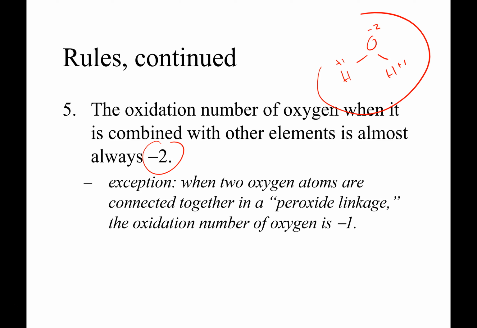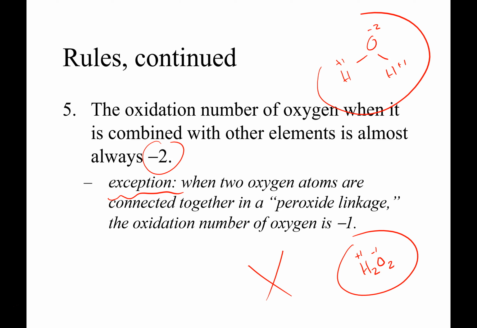Now notice the exception is in a peroxide linkage as you get with H2O2. Hydrogen peroxide to me is the most common peroxide linkage. In that case, it's going to be a -1. Just for kicks, does this work for you? I'm going to make my hydrogen a +1. And now this oxygen, I know it's an exception. I probably shouldn't show it to you because we don't really do much of that. But just for kicks, the formula for hydrogen peroxide is H2O2.